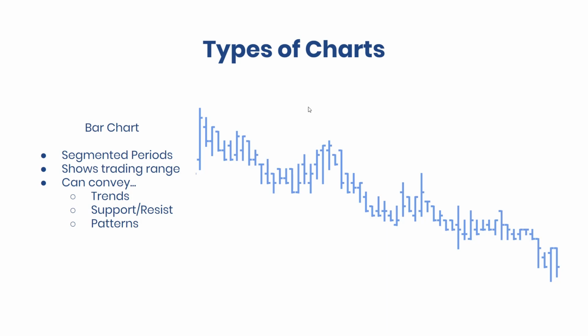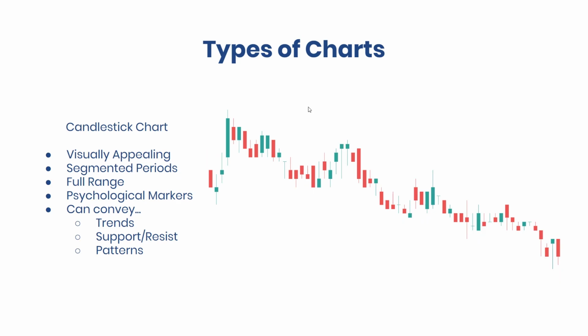Another way to show this information is through the candlestick chart. And the candlestick chart is the most common chart that we are going to use throughout almost all of our trading. It is a very visually appealing representation of price data, just like bar charts. Each candle, as we call them, or bar here, represents a segmented period of time. Again, it can be 5 minutes, it could be an hour. It doesn't really matter. This is 5 minutes, this is 5 minutes.